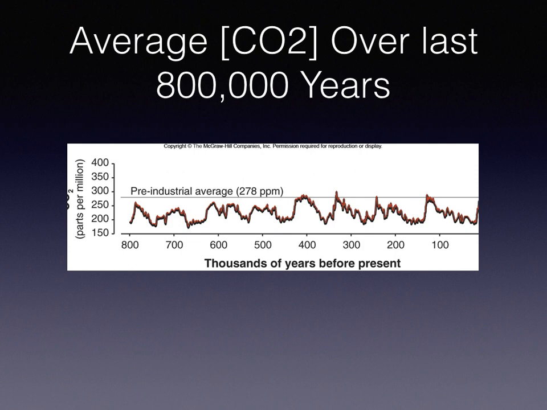This graphic shows that over the last 800,000 years, the pre-industrial concentration of carbon dioxide is 278 parts per million. As of February 2016, the atmospheric concentration of carbon dioxide is 404 parts per million.